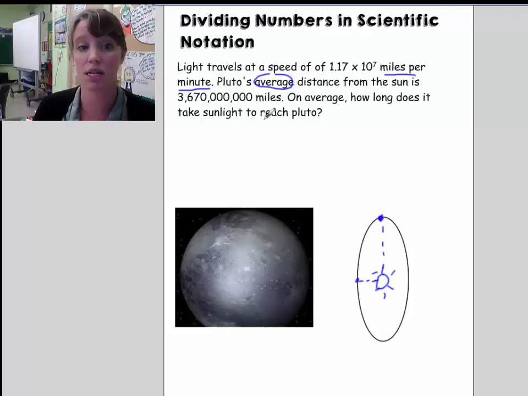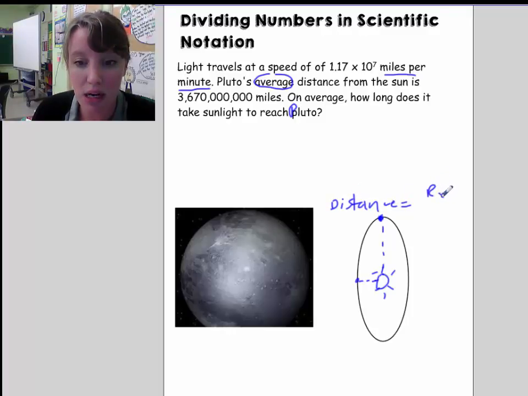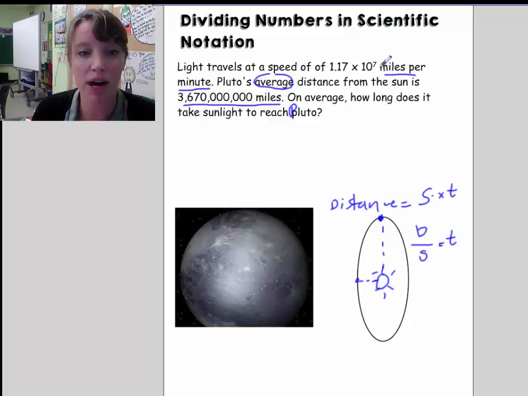Well, actually, we don't know how long it takes for the sunlight to reach Pluto. That's part of the question. And actually, this should be capitalized. So remember that we have a classic distance equals rate times time, or speed. I can think of rate as speed. Speed times time. So if I'm solving this for time, it would be distance divided by speed is equal to time. So if I take the distance it is away from the sun, and I divide it by the speed at which light travels, then I can find the time, okay?